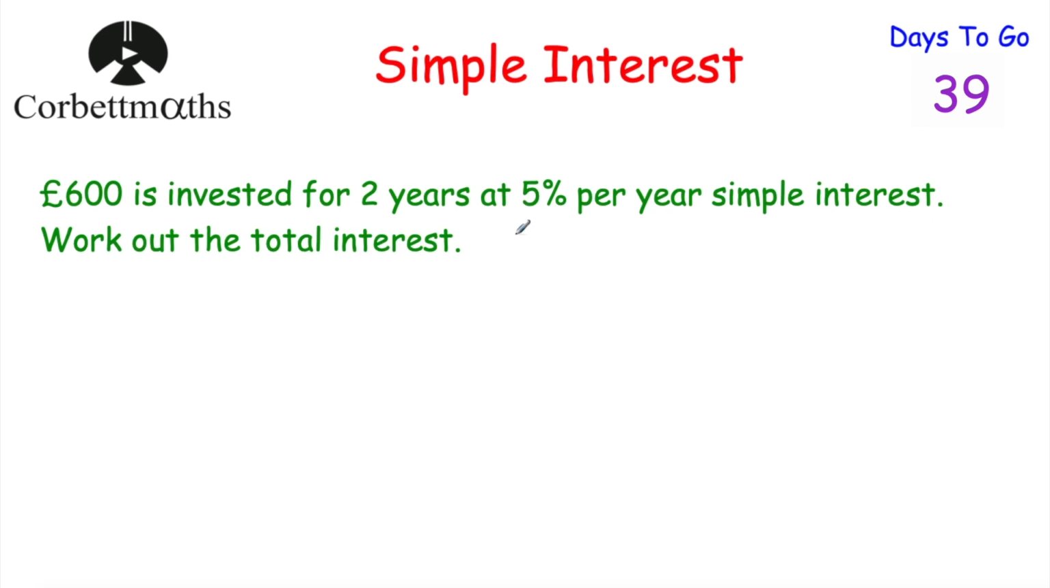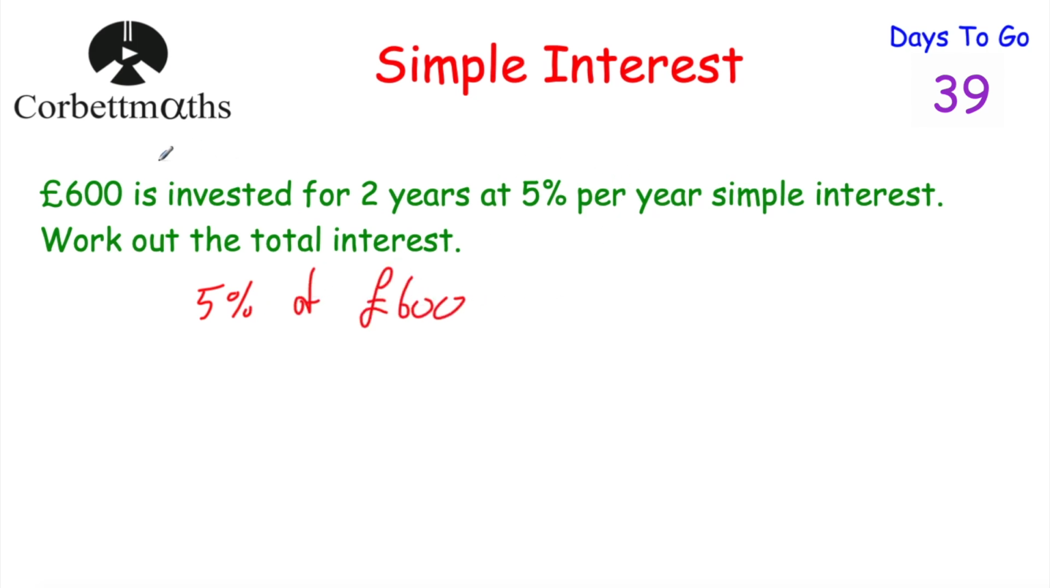So to answer a question like this, what we're going to do is work out what 5% of the initial amount of money invested is. So we're going to work out what 5% of 600 is, and that's how much interest will be earned every single year. With simple interest, the amount of interest doesn't change, whereas with compound interest, the amount of interest each year will change. So with simple interest, we'll just work out 5% of the initial amount of money. So let's work out 5% of £600.